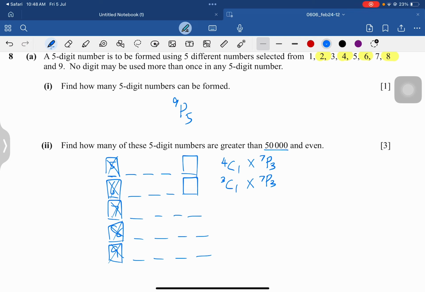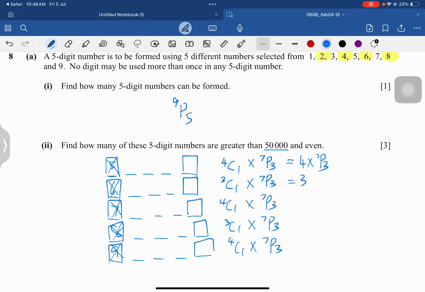This one, 7 has been used for the third scenario. 2, 4, 6, 8, 4C1 times 7P3. This one, 8 has been used. So 2, 4, 6, which is 3C1 times 7P3. 9 has been used. So 2, 4, 6, 8, which is 4C1 times 7P3. Okay. 4C1 is 4 times 7P3. This is 3 times 7P3. This is 4 times 7P3. It's the same for the rest.